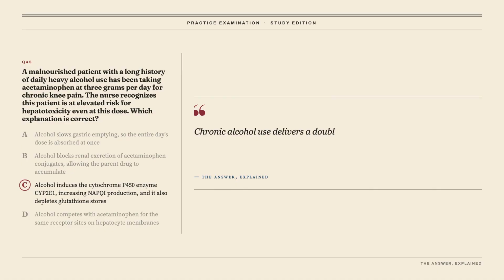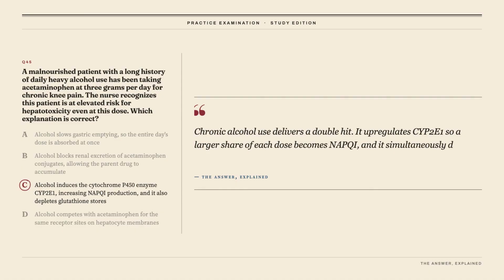It upregulates CYP2E1, so a larger share of each dose becomes NAPQI, and it simultaneously drains the glutathione reserves needed to neutralize that NAPQI. Malnutrition compounds the problem because glutathione synthesis requires nutritional substrate, which is why a dose within the usual ceiling can still injure this patient's liver.